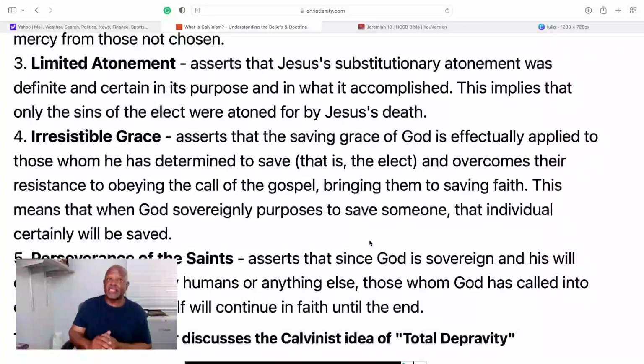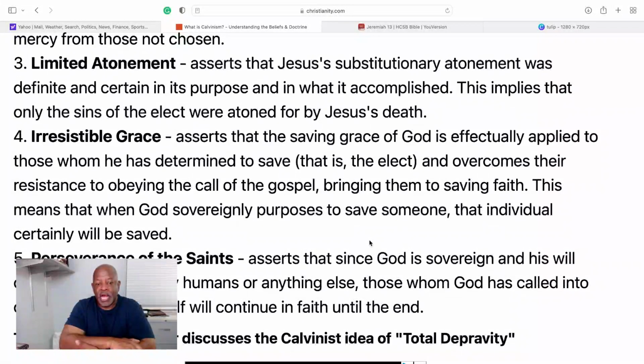In other words, God says, well, since I only chose whom I chose to have mercy on, why waste the atonement blood on those whom I have not chosen? This is why I say again, how do you know if you're chosen? And furthermore, if I'm not chosen, I have no appeal. I have no hope. This is what they're saying.